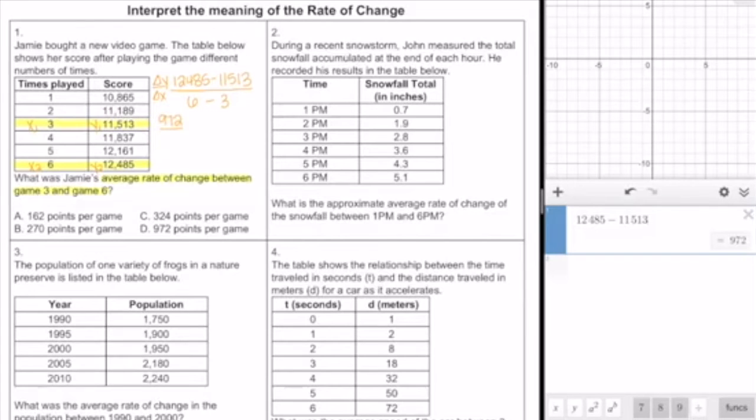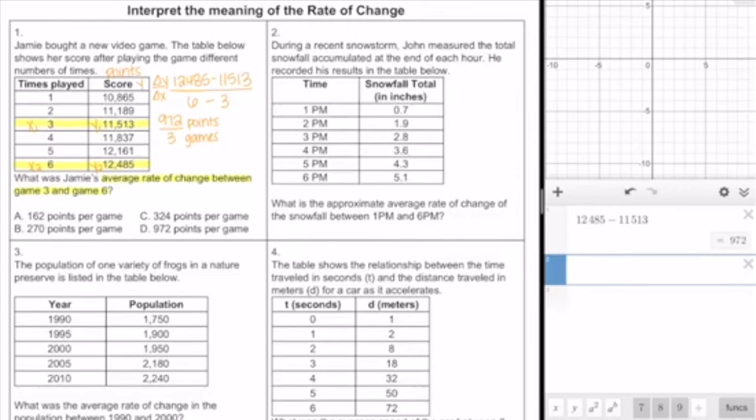So 972 is my change in y. And then the change in x, 6 minus 3 is 3. Okay, so let's pick up where we are in terms of interpreting this. Remember the change in y is the score, or in points. So that's 972 points per 3 games, or over the period of 3 games. But we want to know how many points she increased each game, or per 1 game.